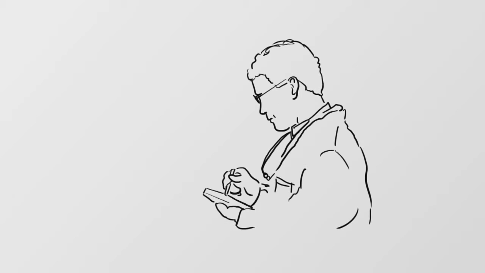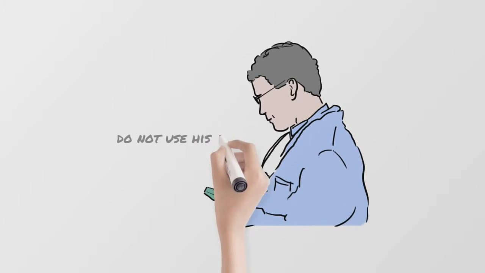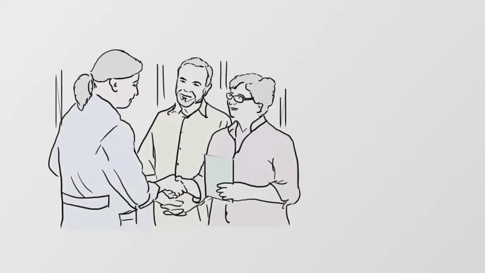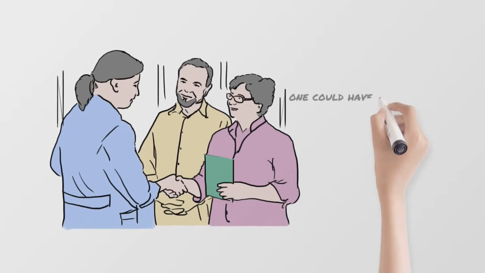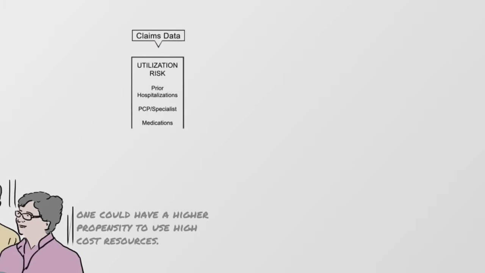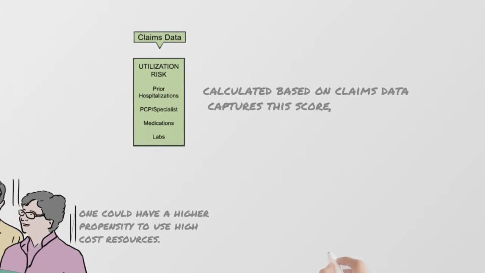These models use the latest patient vitals, biometrics, and lab results from the EMR systems and do not use historical utilization history to predict risk. Two patients could have the same clinical risk based on SOH scores, but one could have a higher propensity to use high-cost resources. The utilization scores calculated based on claims data capture this.